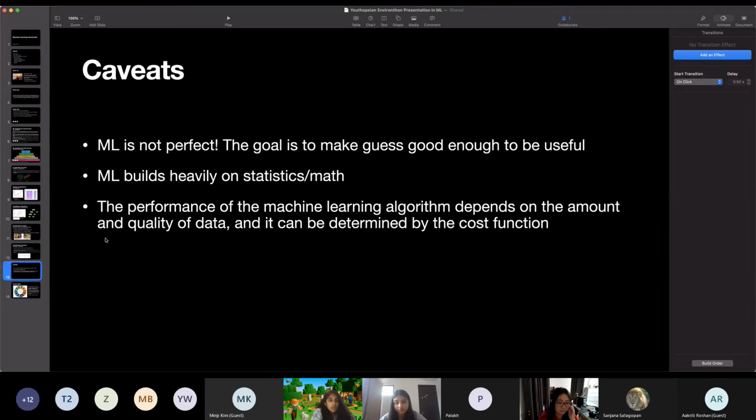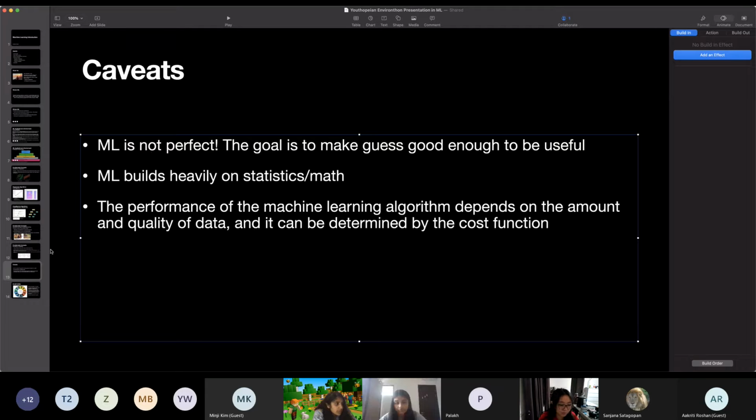And yeah, to sum up, here are some caveats for machine learning. Machine learning is not perfect. The goal is to make the guess good enough to be useful. We are not trying to make sure that every prediction is always correct, but we want to make sure it's significant enough to be useful. That also means if you are solving a problem that has very low tolerance for error, then probably you should not consider machine learning, because machine learning has a very high chance of having errors. It's really just a matter of how high the error is.